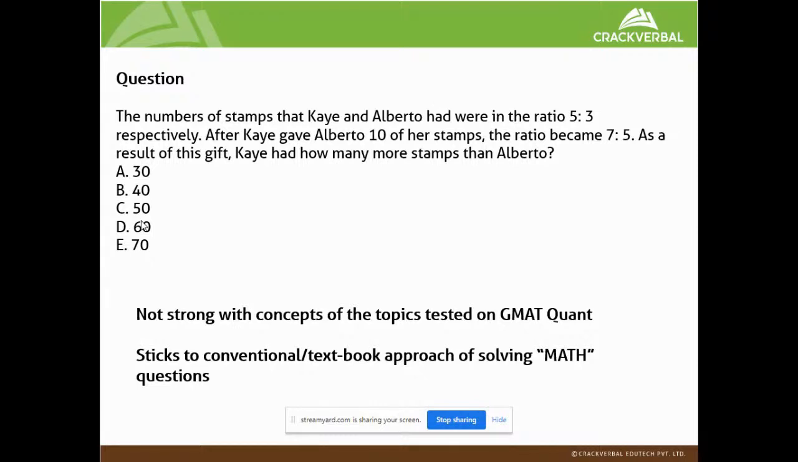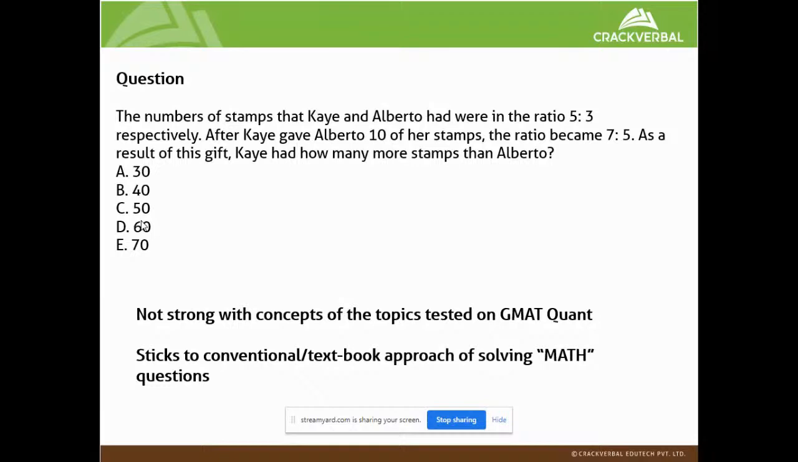So, what do I mean by not strong with the concepts? This is what we have observed, right? We have observed that students who are unable to cross a 46 are not strong with all the concepts. Also, what do I mean by the second point? I'm telling that people who don't cross a 46 stick to the conventional textbook approach of solving math questions.